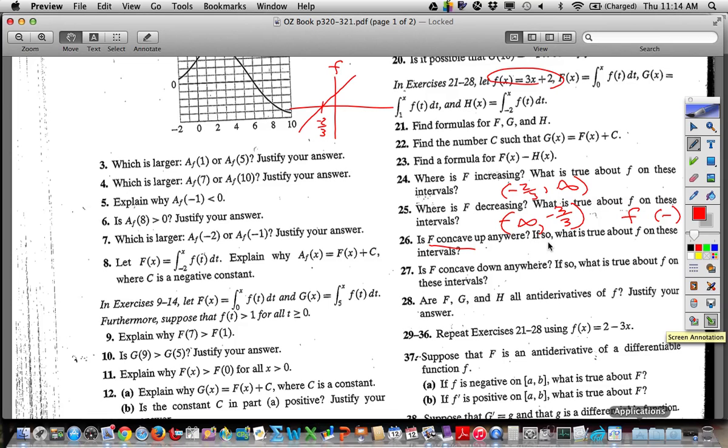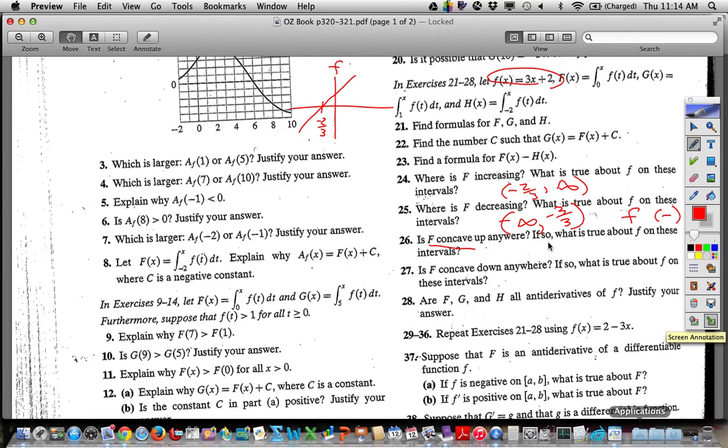Does it change where it's concave up or concave down? Wouldn't all these questions be the same? Because little f is the derivative of big F, it's the derivative of big G, and it's the derivative of big H, right? All three of these are the antiderivatives of little f. We said when f prime is positive, when f prime is negative, when little f is increasing, when little f is decreasing. Little f doesn't change in these parts.